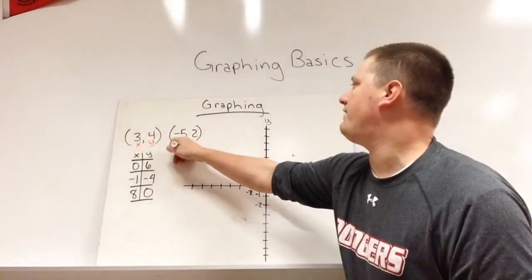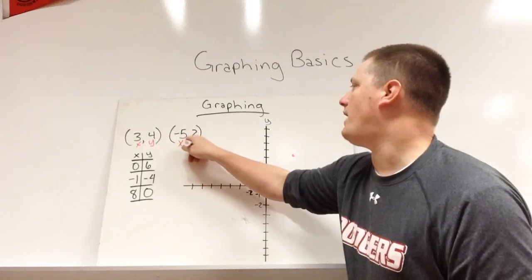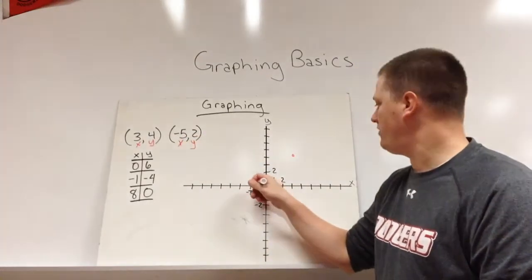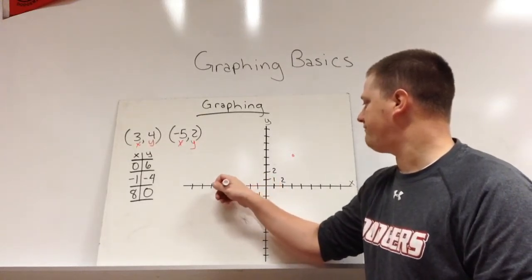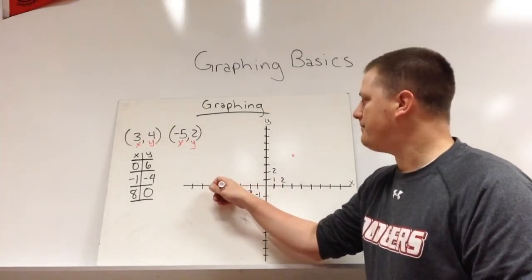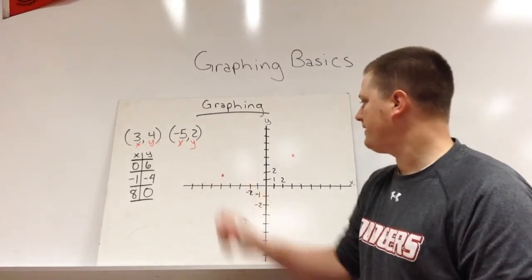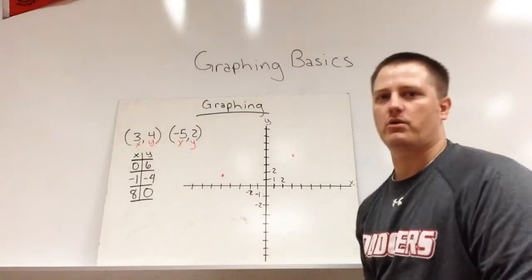Here we have an x value of -5 and a y value of +2. We start at the origin, go -5, 1, 2, 3, 4, 5. This time we went left, and then +2 goes up 2, 1, 2. Okay, so this is our basic ordered pair.